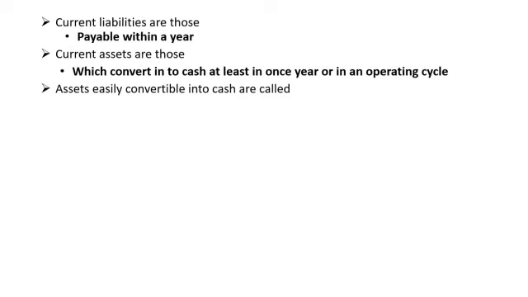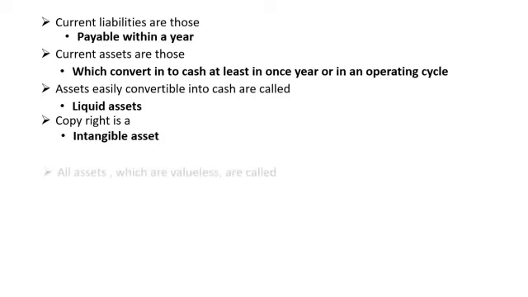Assets easily convertible into cash are called liquid assets. Copyright is an intangible asset.